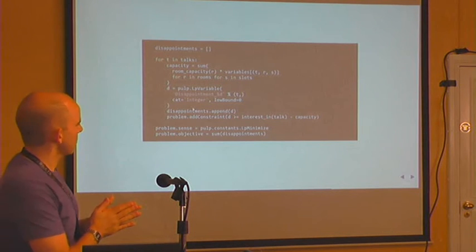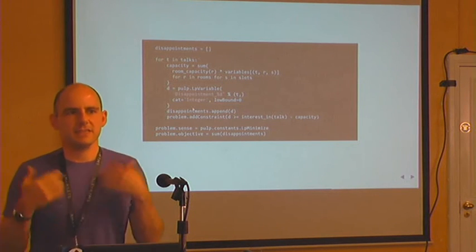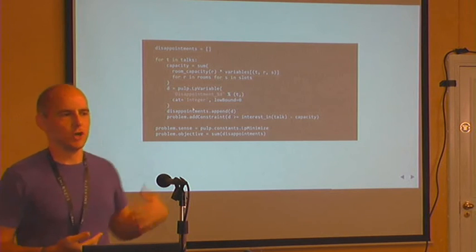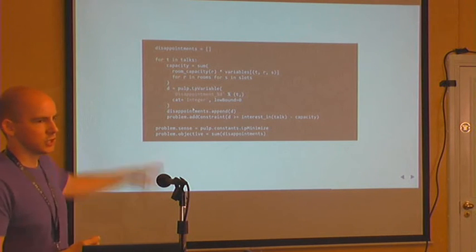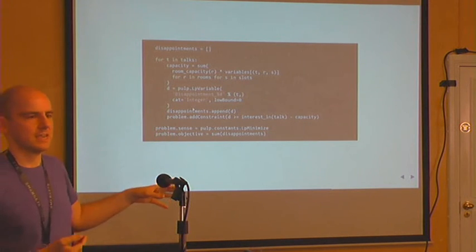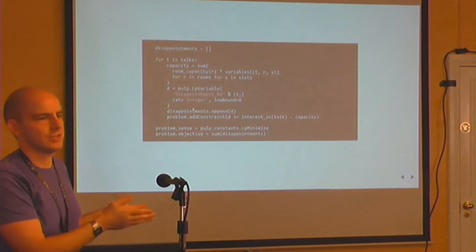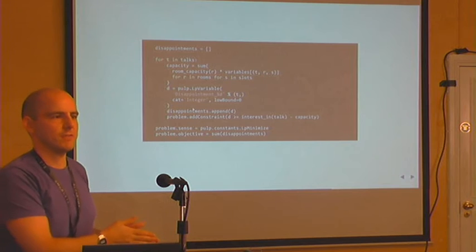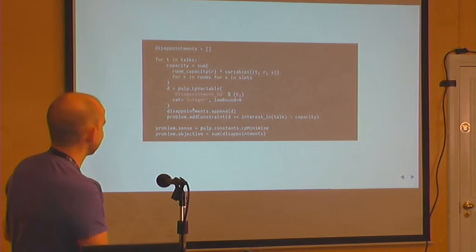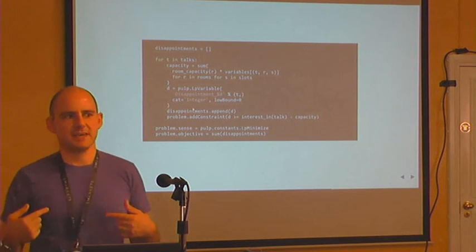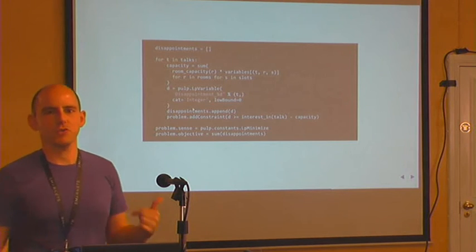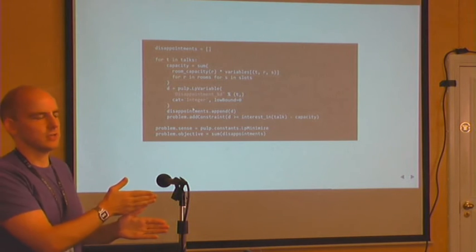And one thing about this is that these disappointment variables are actually an overestimate. In the constraints, there's nothing stopping us having 1,000 people disappointed, even though only 2 people couldn't get into a room and only 500 people actually attended our conference. But because we're minimizing, that doesn't matter, because the first thing it will do is shrink the variable down until it's tight.